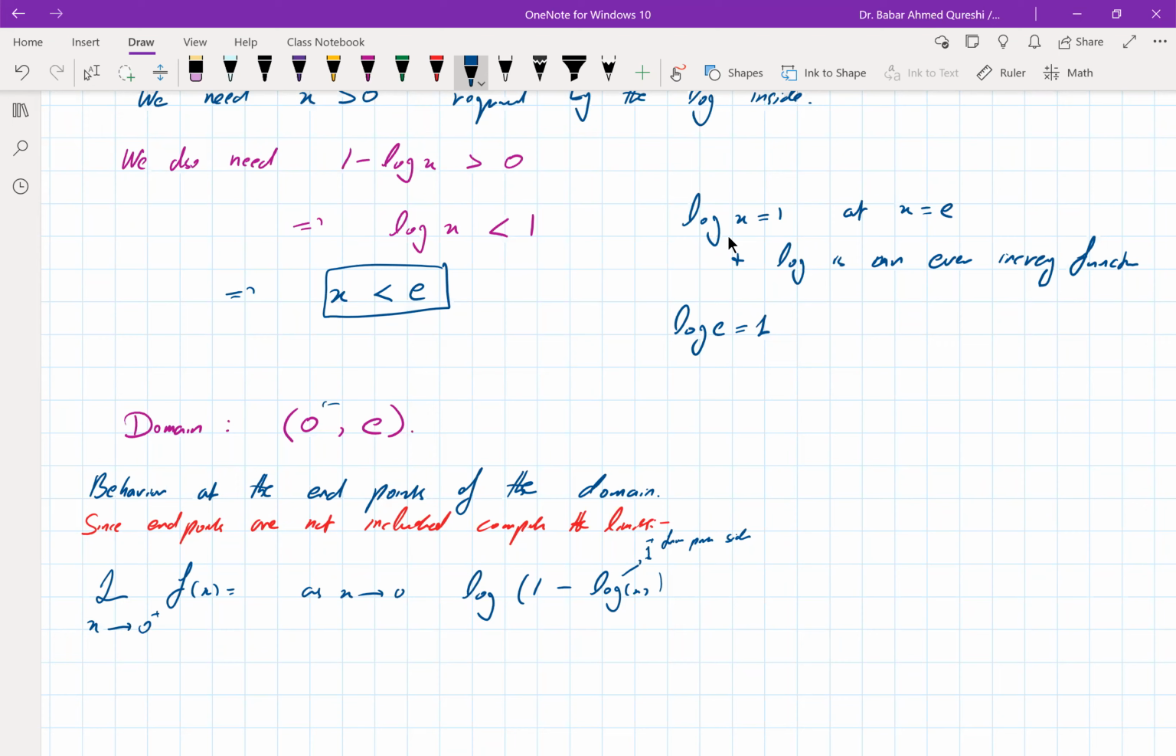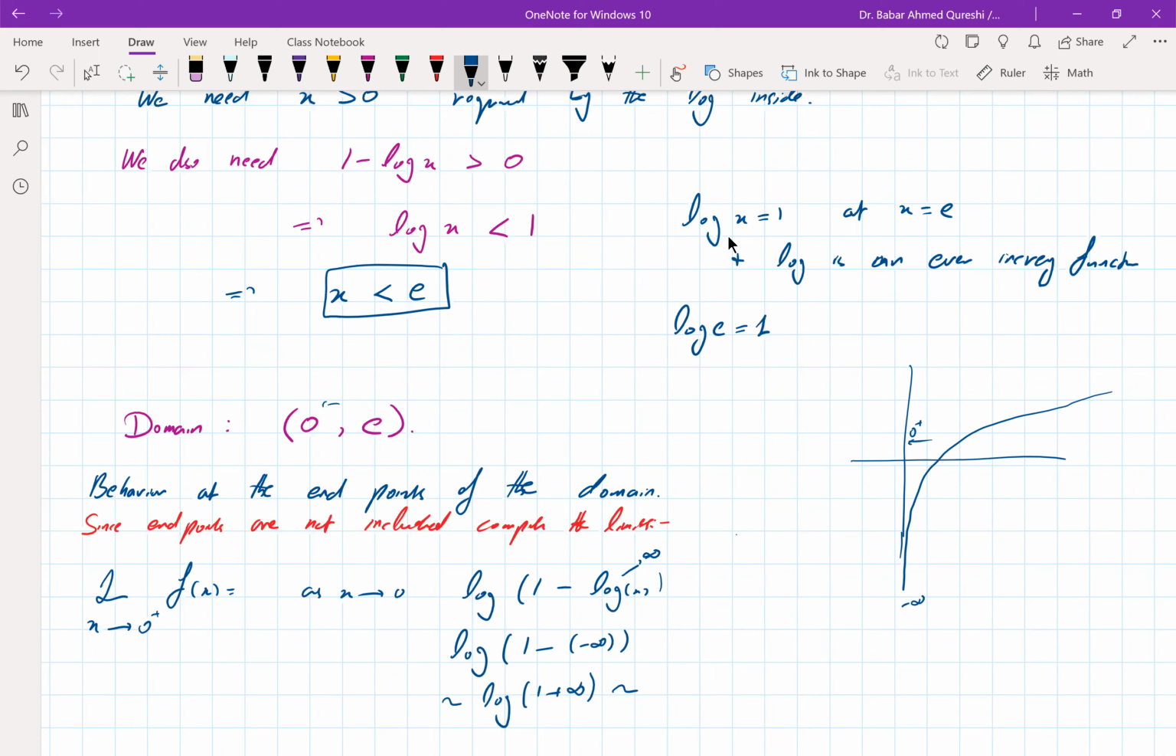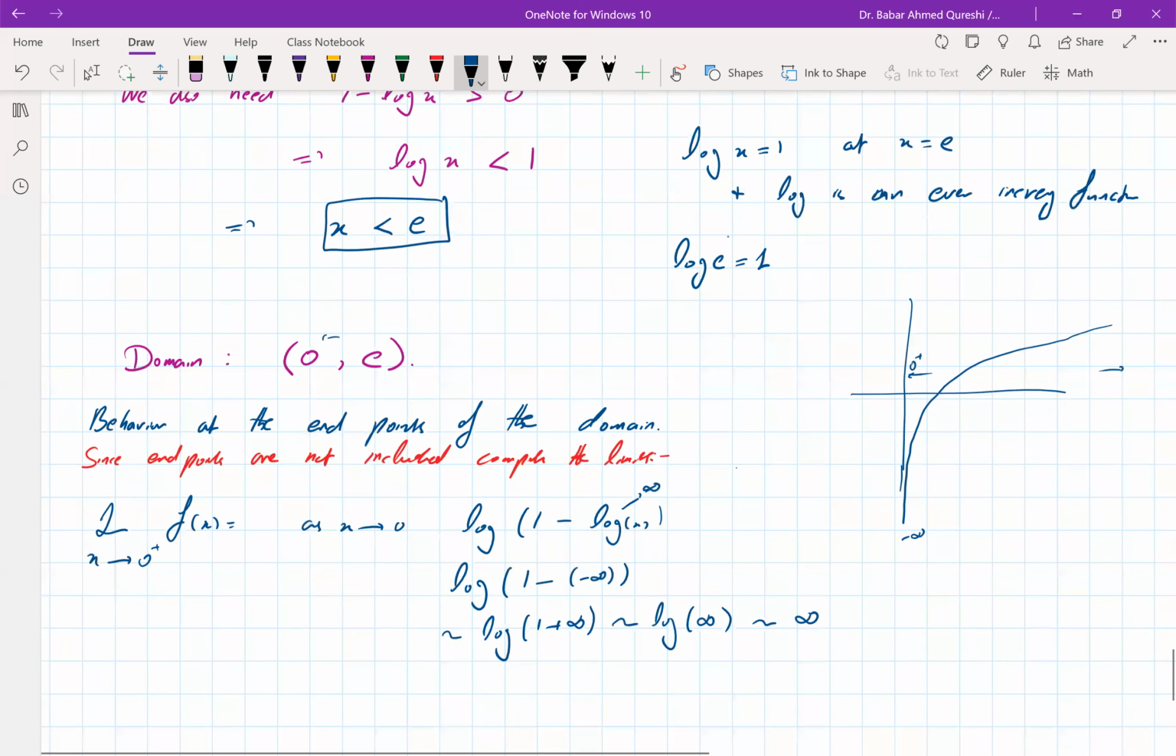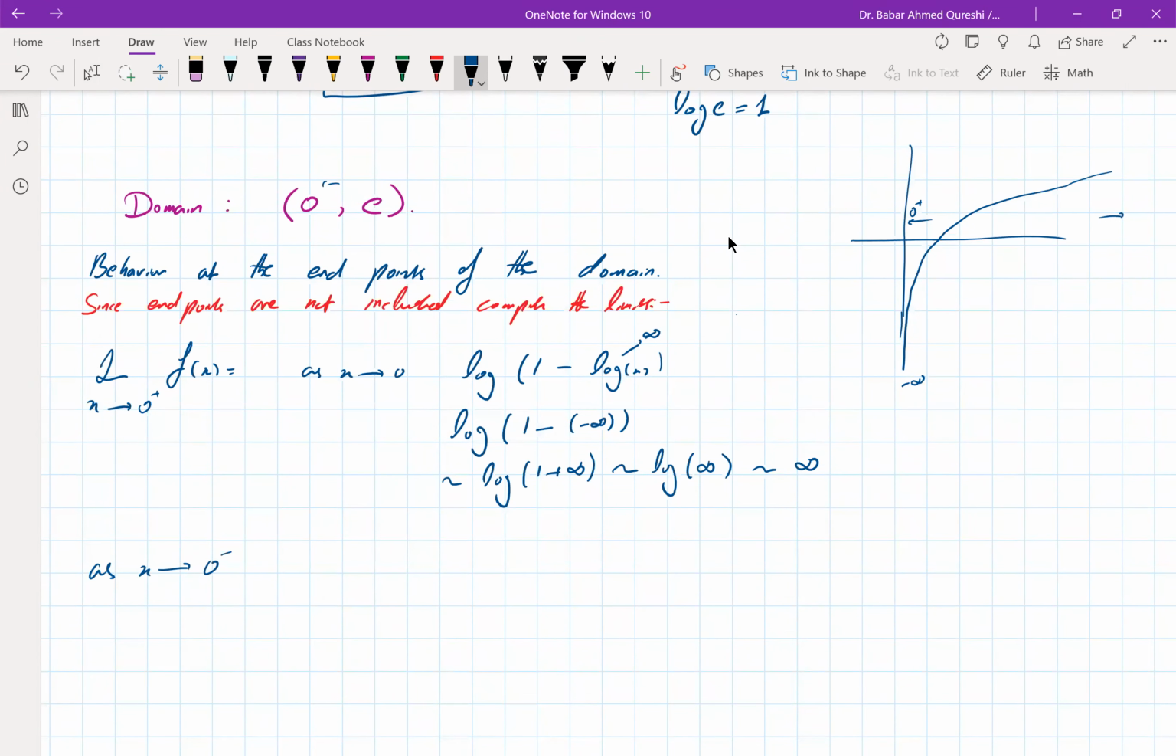Log of 0, not 1, sorry. You are approaching minus infinity as you approach 0 from the positive side. This is the graph of the log. As you approach 0, you go to minus infinity. So it's log of 1 minus minus infinity, which is log of 1 plus infinity. And since infinity is much larger than 1, it behaves like log of infinity. And we know that at infinity, log becomes infinite. So as x goes to 0 plus, f of x goes to infinity.